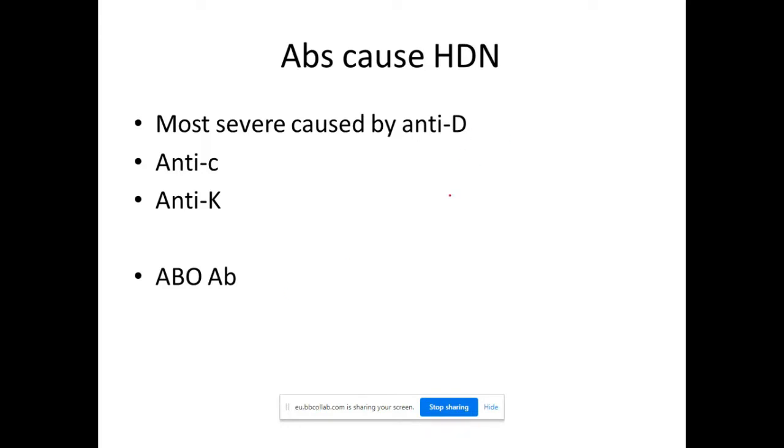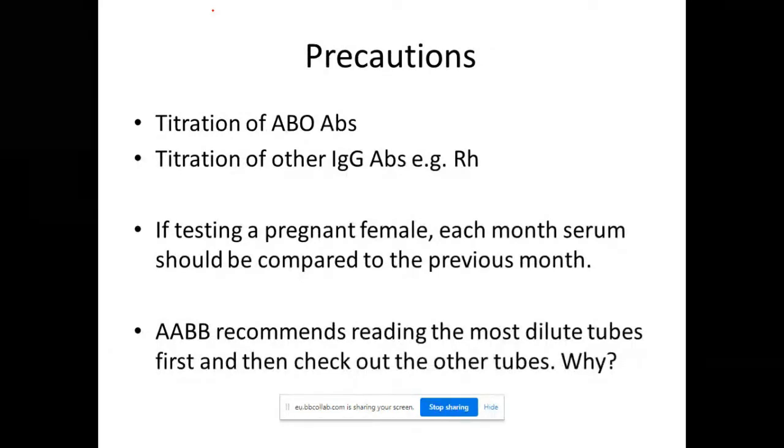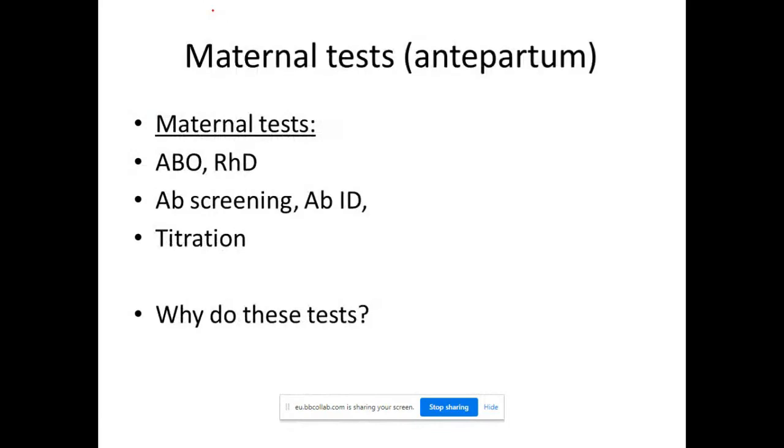RhIG, because if there is a difference between her blood group and the baby's, we give it to prevent hemolytic disease of newborn. Excellent. So here we want to know if she is negative, because negative women are at risk of having a baby with hemolytic disease of newborn. Excellent, Hadil.